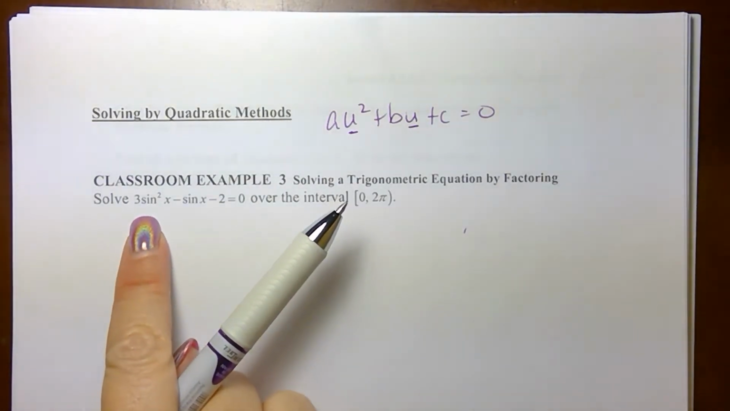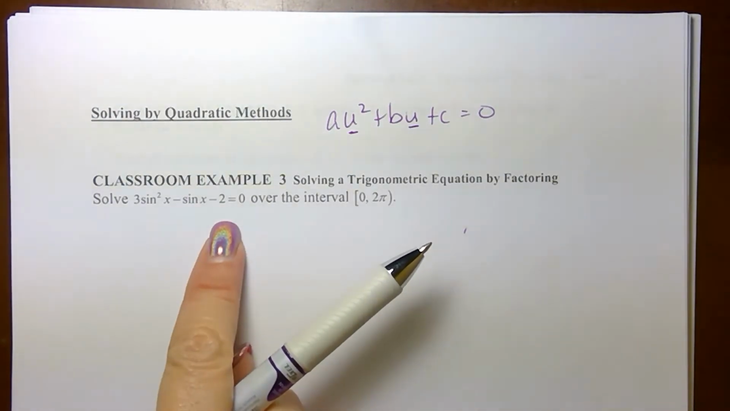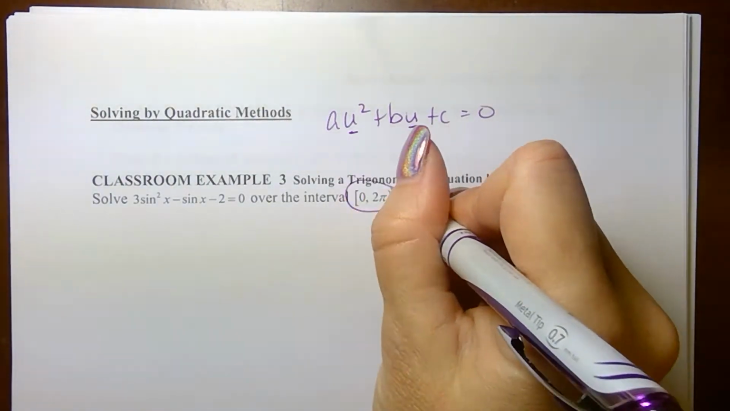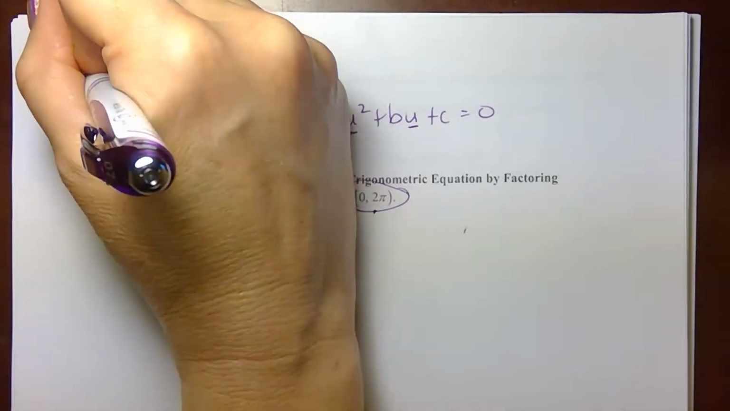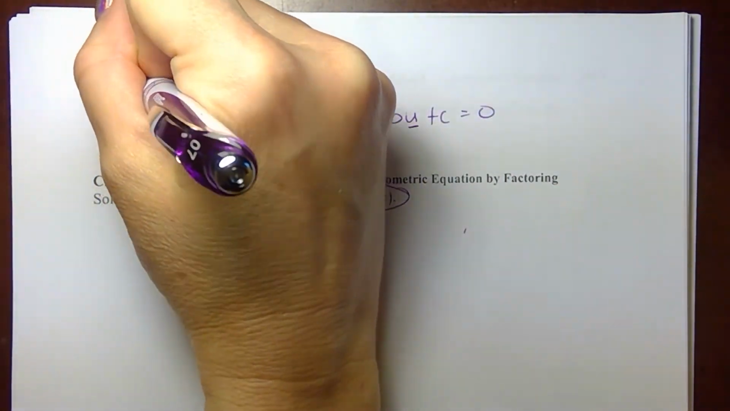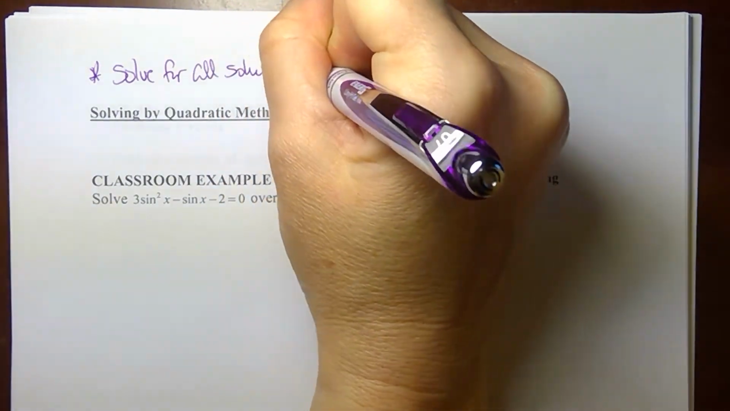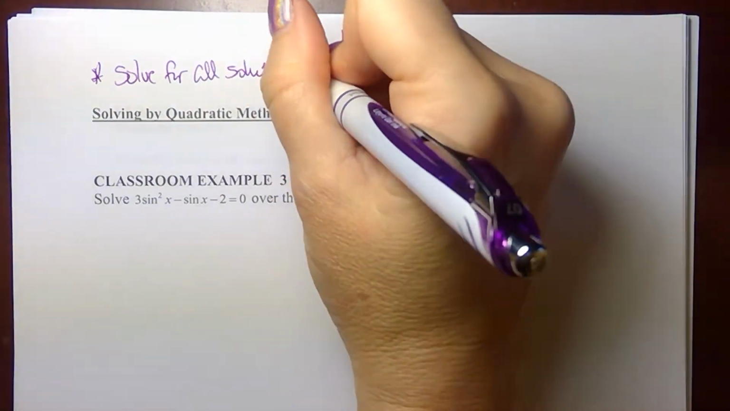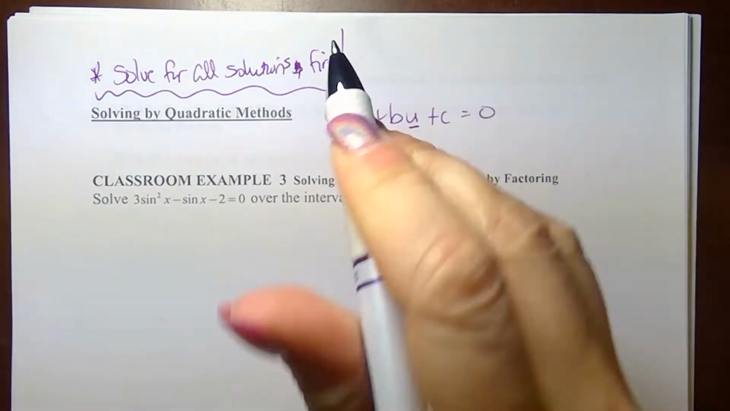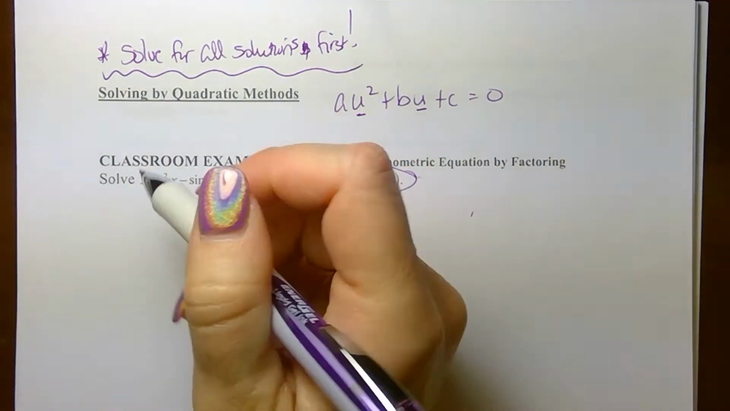But we have 3 sine squared x minus sine x minus 2 equals 0. This is quadratic. We're asked to solve for the interval 0 to 2 pi, so I know I'm interested in solutions written as radian values. I'm still going to start by solving for all solutions first. It's easier for me to look at it that way, and I make sure I don't leave anything out that way. Okay, so I'm going to factor this.